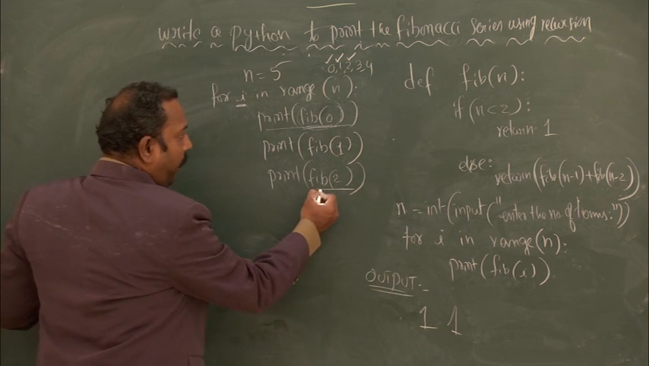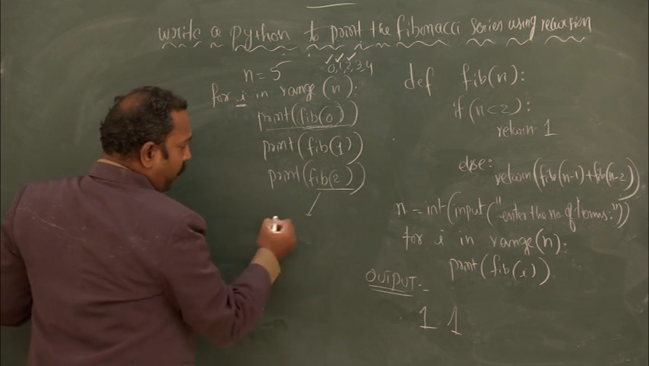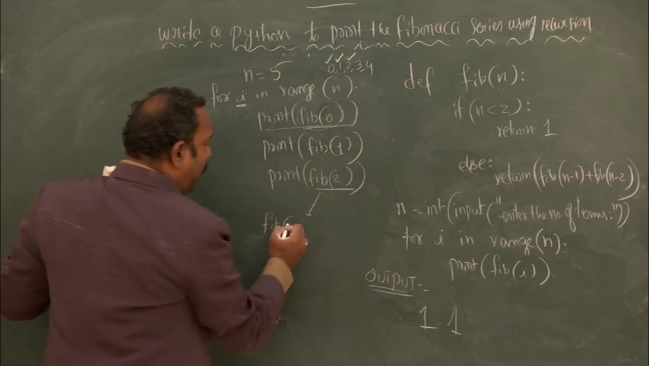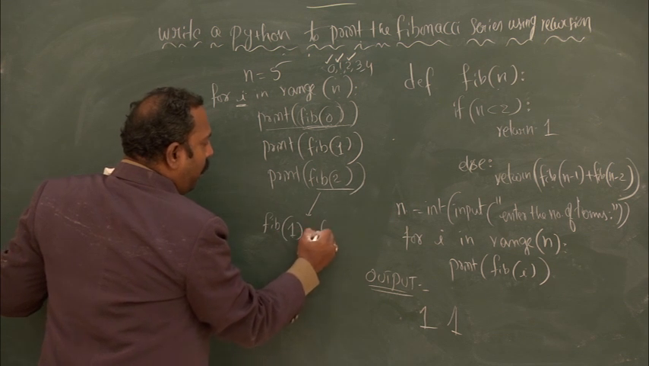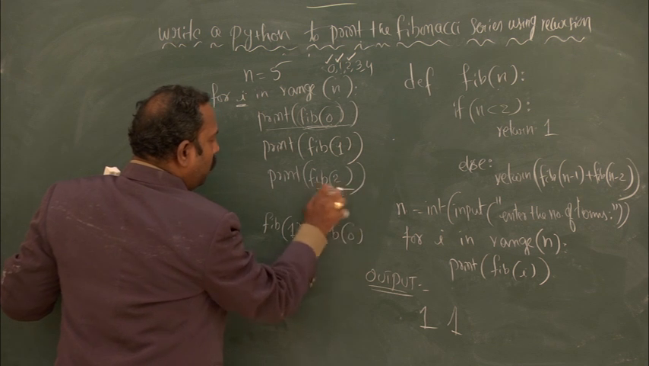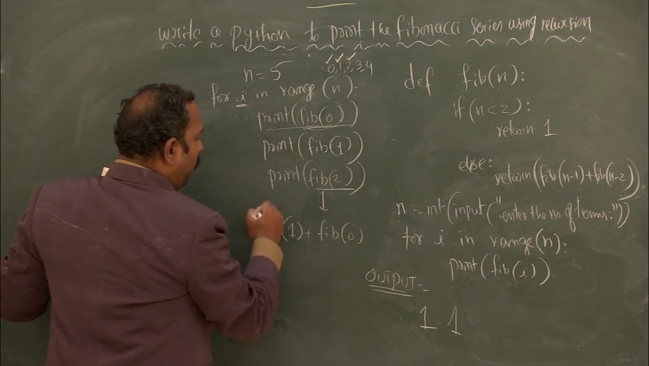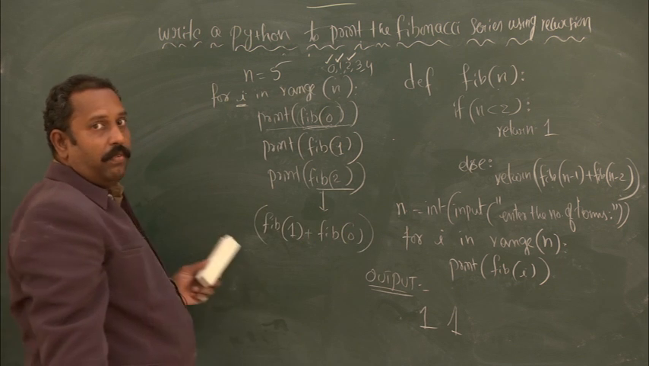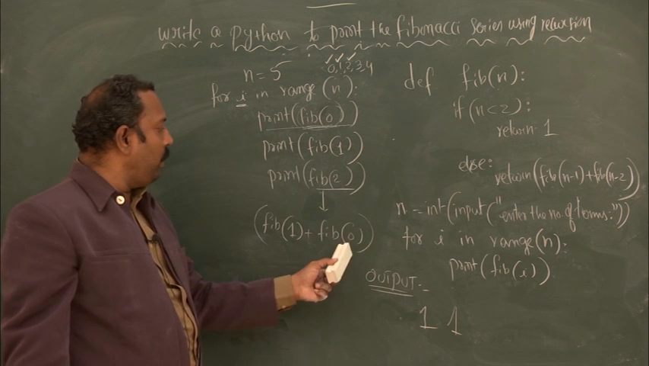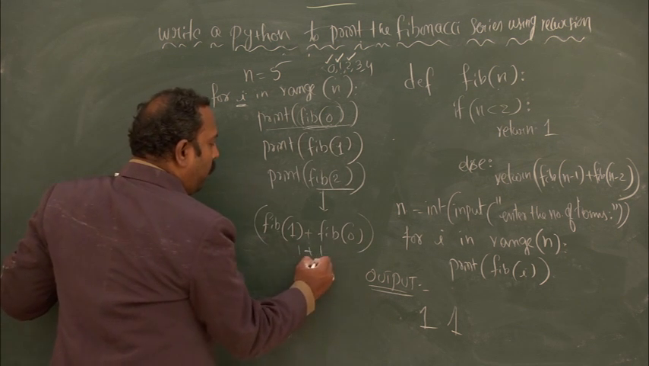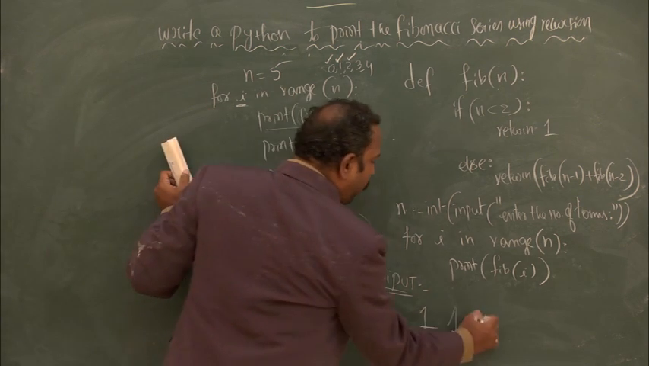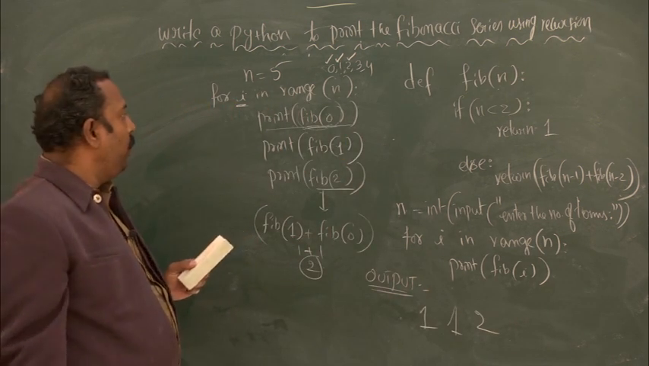Whenever this happens, what will happen here? Fib of n minus 1: n value is 2, 2 minus 1 means 1, plus fib of 2 minus 2, that is fib of 0. This is the value we have to calculate. Already, fib of 1, what output did you get? 1. Fib of 0, what output did you get? 1. So 1 plus 1 gives the value 2. So fib of 2 gives you the value 2.